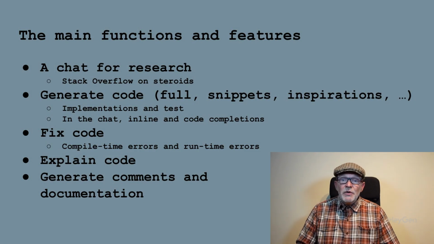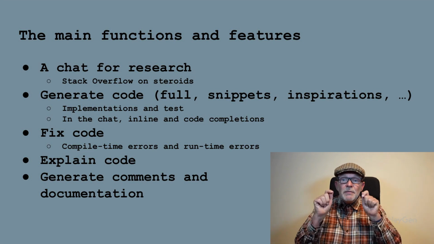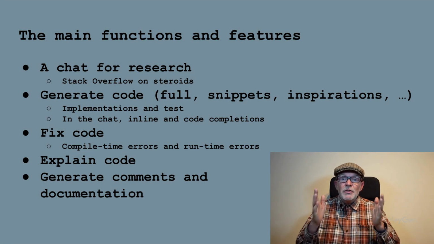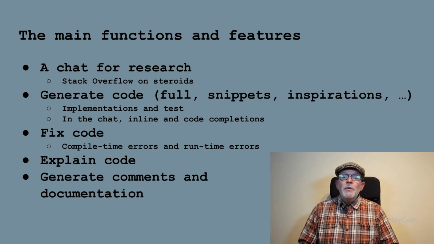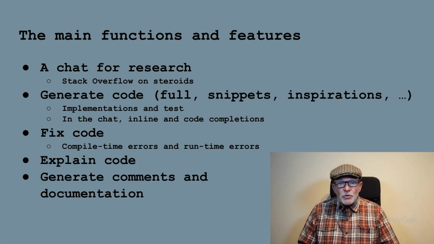Next, we want to generate code. Sometimes we only want to see some code as an inspiration or a refresher on how to do something. In other cases, we look for short snippets of code that we can cut and paste into our implementation, and lastly, if the situation allows it, sometimes we can ask for full implementations or at least starting points or skeletons of an implementation for a given problem.